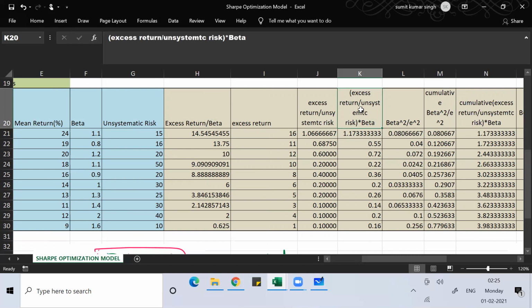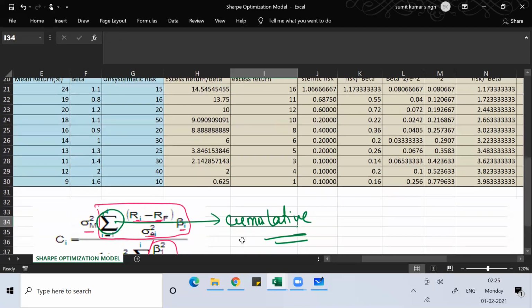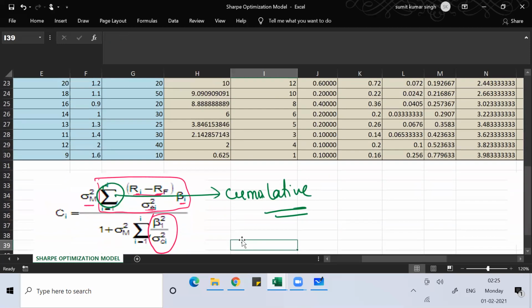Excess return into beta by unsystematic risk. Once we have found that, we have to find the cumulative value of excess return by unsystematic risk into beta. You need to do that because you have to find the cutoff, and as per the formula of cutoff, we need to do this calculation. In the numerator we have to find the cumulative value of excess return into beta divided by the unsystematic risk.